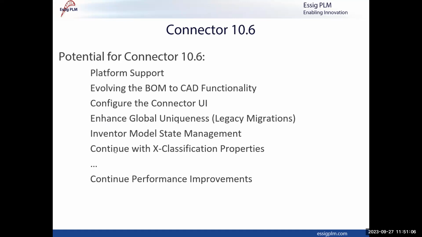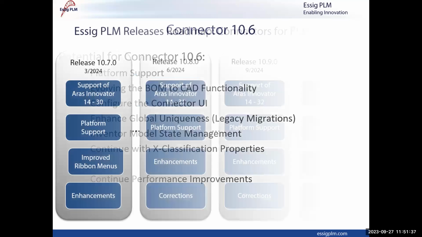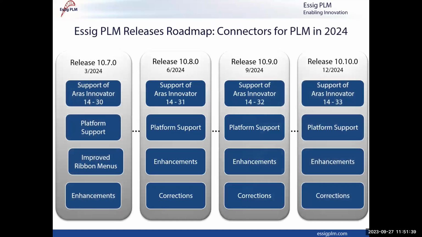And a couple of other things: global uniqueness, continuing to do more and more with X-class, supporting X-classification properties, and continuing the performance improvements with every release. It is a constant effort. What we work on is always going back and refactoring code, always looking at improving the performance of all the functionality that we go through.